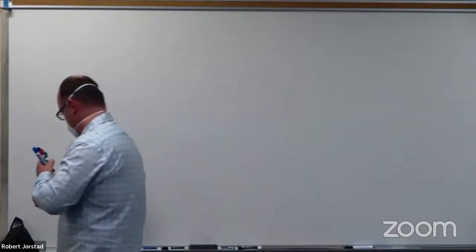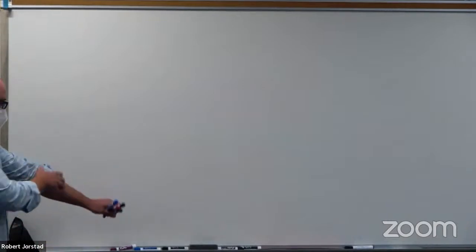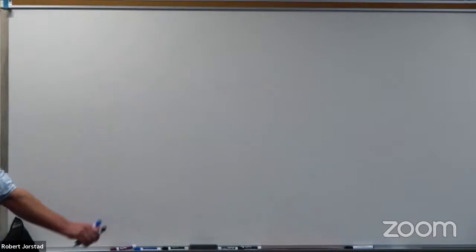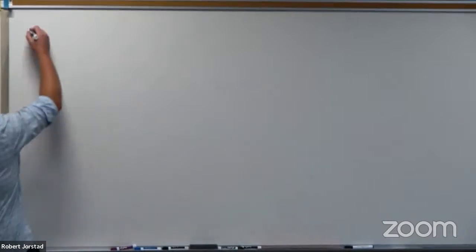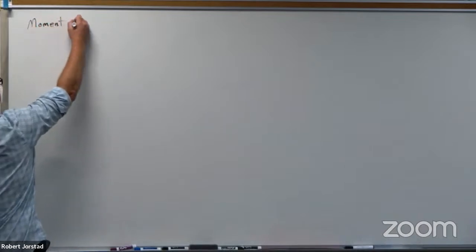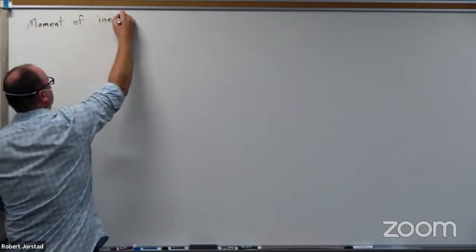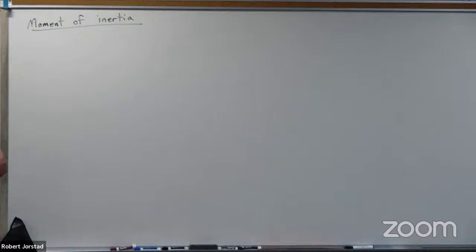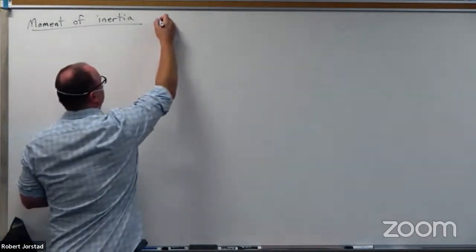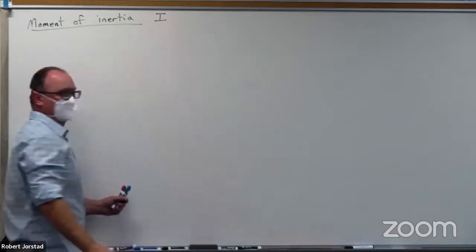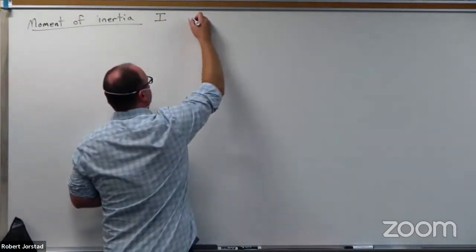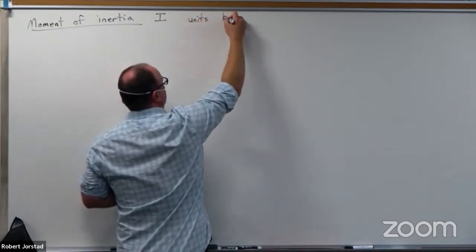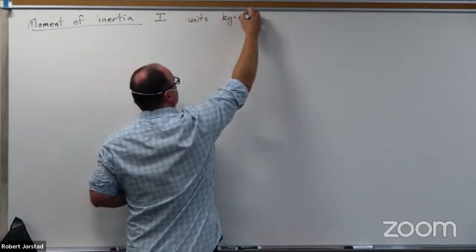So here's the deal. Moment of inertia depends on a couple of different things. The symbol is I. It turns out the units, I'm going to tell you the units right now. They're kilogram times meters squared.